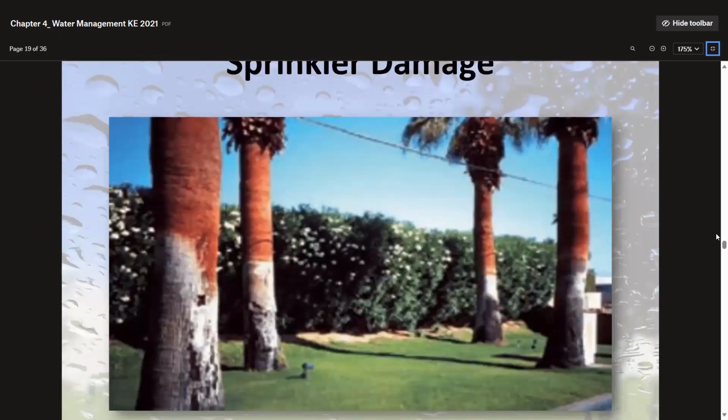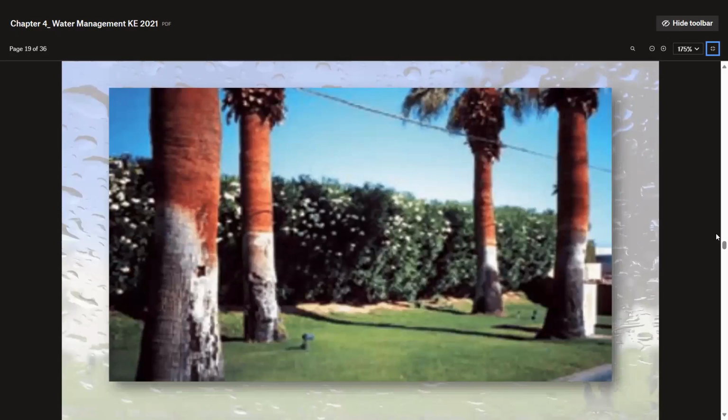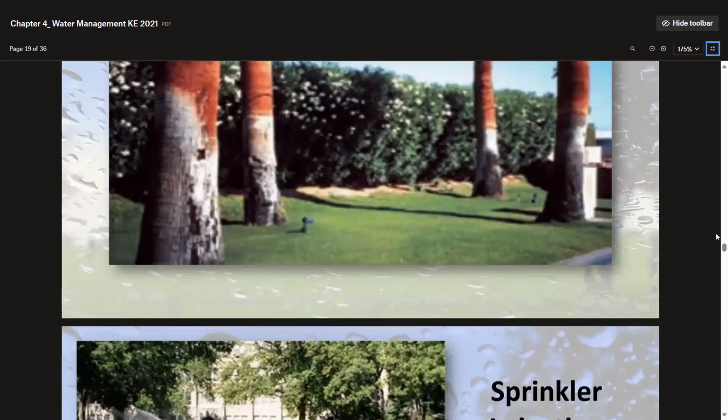Let's talk about some sprinkler damage. This is what happens when you hit those, the sprinklers I'm talking about, the little jets that pop out and then move themselves around. Well, this is what it looks like when you stick one in the middle of a group of palm trees. All right, you get water damage from where that sprinkler has constantly wetted and hit that bark. It actually starts to rot. So this is bad evidence of sprinkler damage. Okay? That's what it looks like.